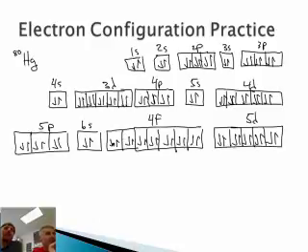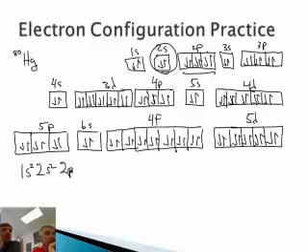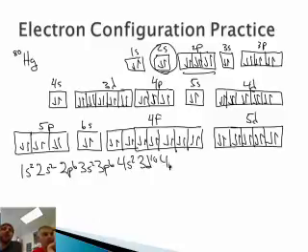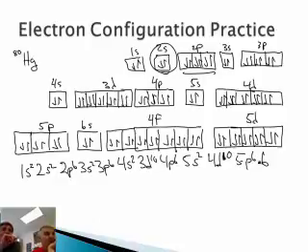All right, electron configuration: 1s2, 2s2, 2p6, 3s2, 3p6, 4s2, 3d10, 4p6, 5s2, 4d10, 5p6, 6s2, 4f14, 5d10. My word.